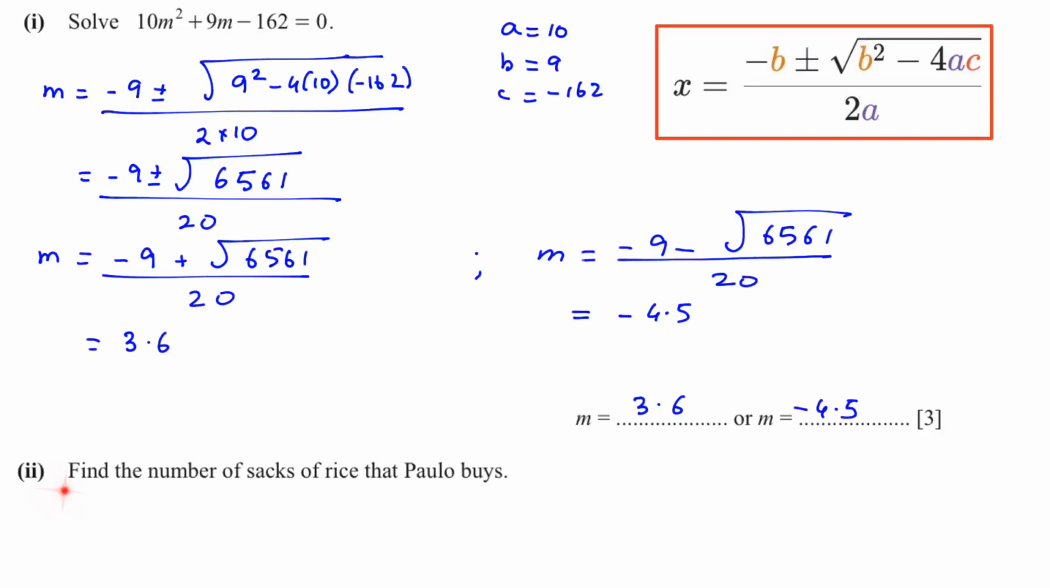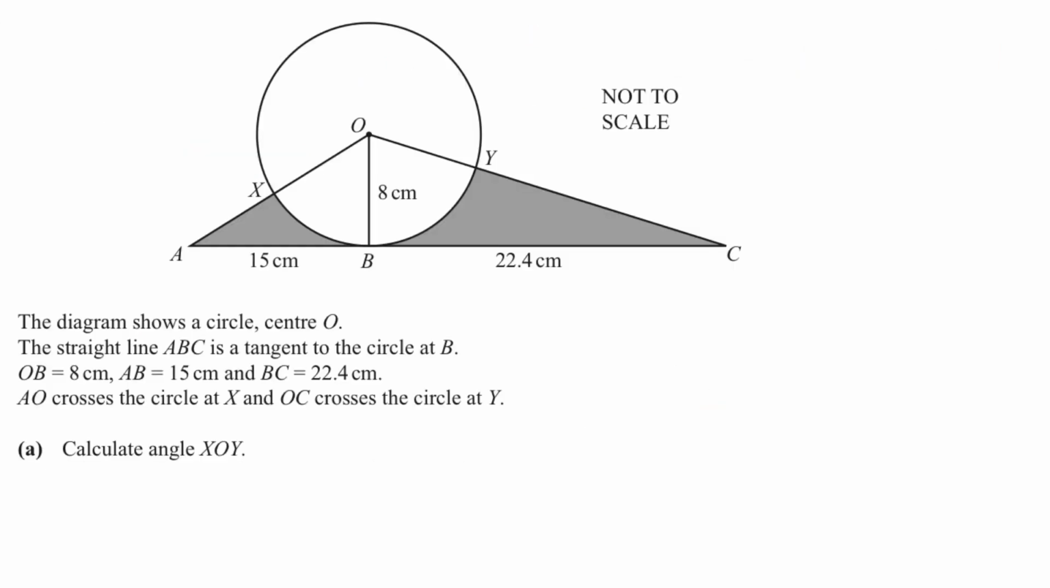Next part of the question, find the number of sacks of rice that Paolo buys. Paolo buys 72 over m. M is the cost. The cost cannot be negative, so we are going to use the positive number. 72 divided by 3.6 is 20. So that is the number of sacks that Paolo buys.